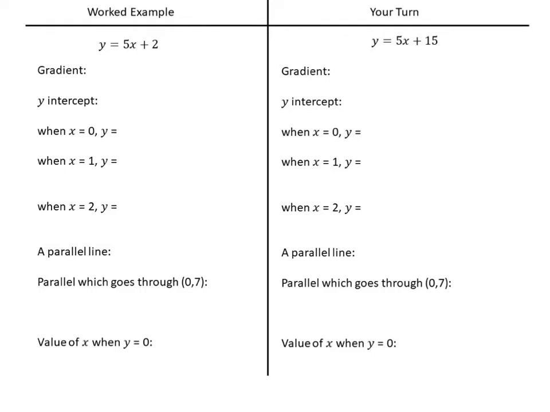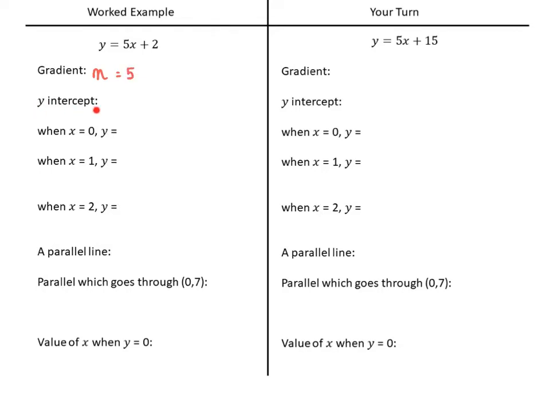I've got an equation, y equals 5x plus 2. I've been asked first to find the gradient. The gradient can be found from the equation of a straight line in this format by looking at the coefficient of x. The coefficient of x is 5 here. So our gradient, which I use the letter m to represent, is 5.